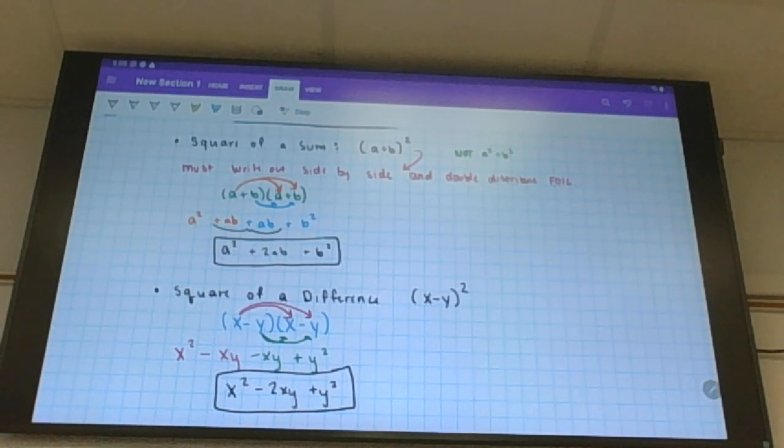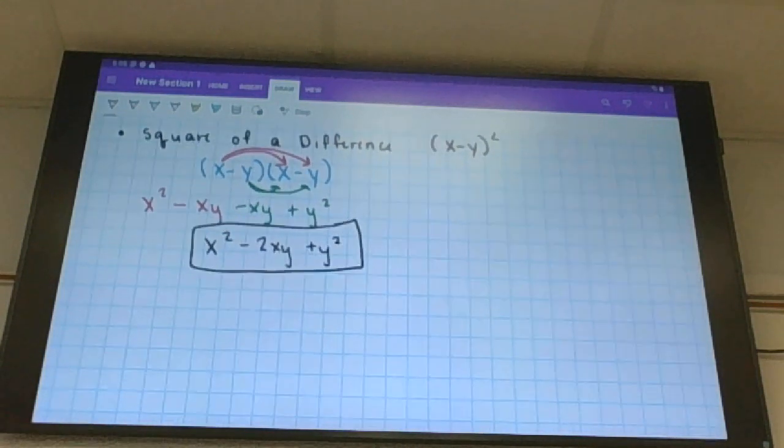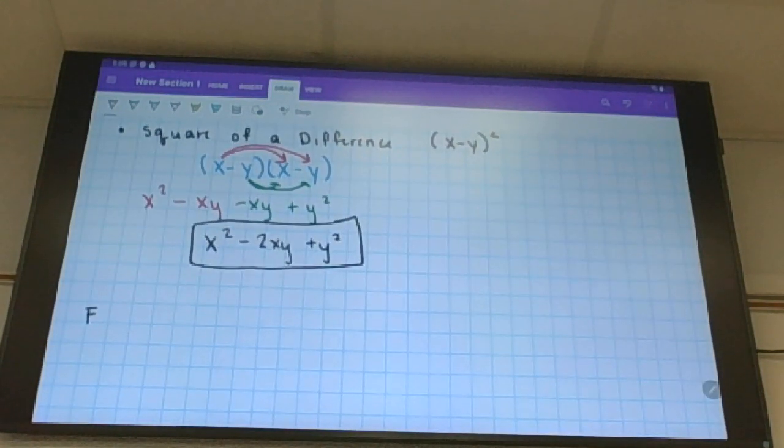The square of a sum and the square of a difference. Be sure you don't distribute in, you actually have to do the whole FOIL process. Let's try one with more numbers. Let's try 2x minus 5y squared.